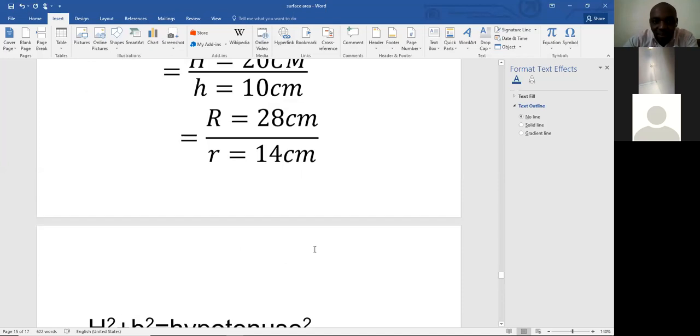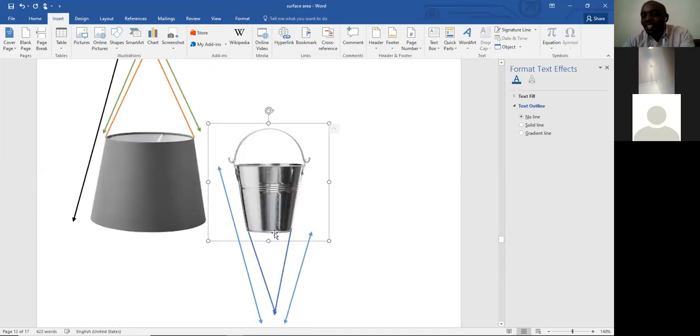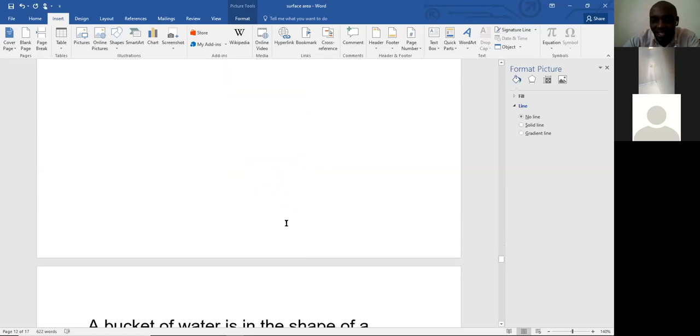Now, remember we said our bucket, if you look at the bucket here, it is closed. So the bottom part of the bucket is closed, yeah? So that closed part, we are going to add the bottom circle, which is formed by the radius of the small cone. How do you find that?